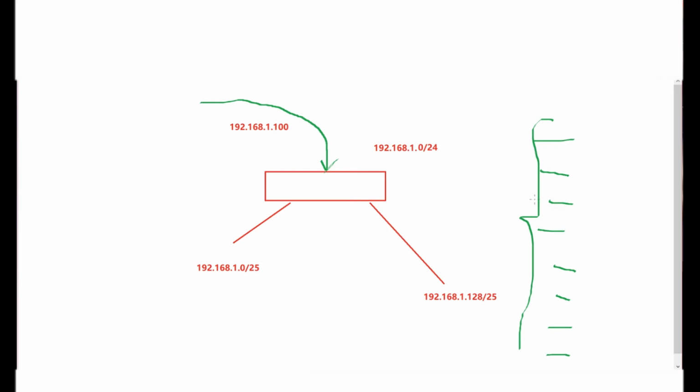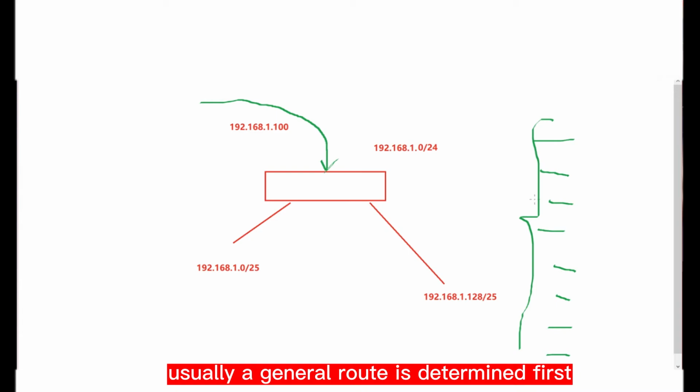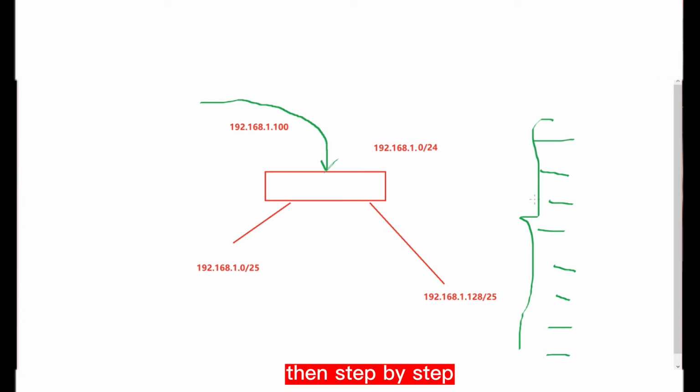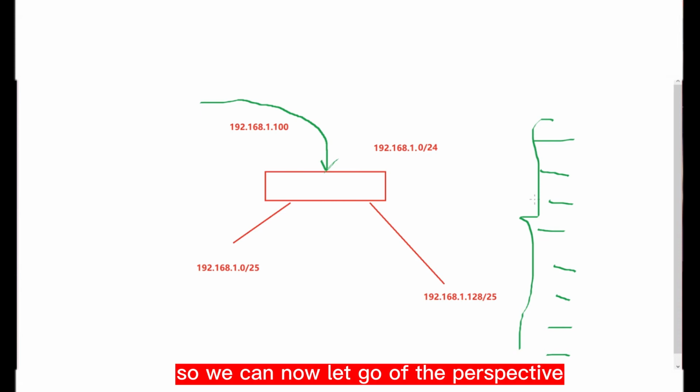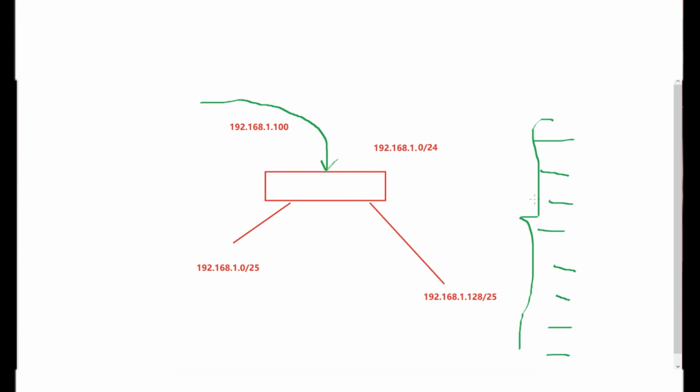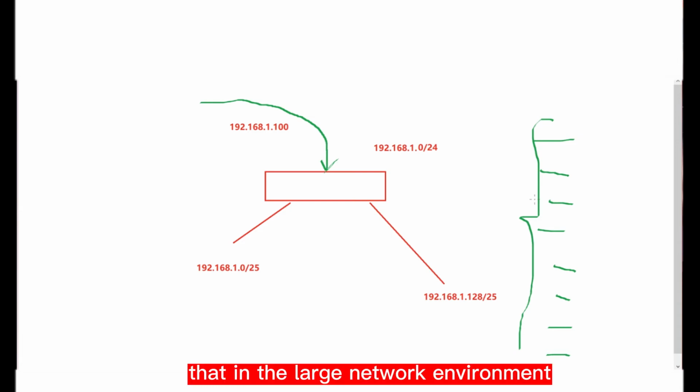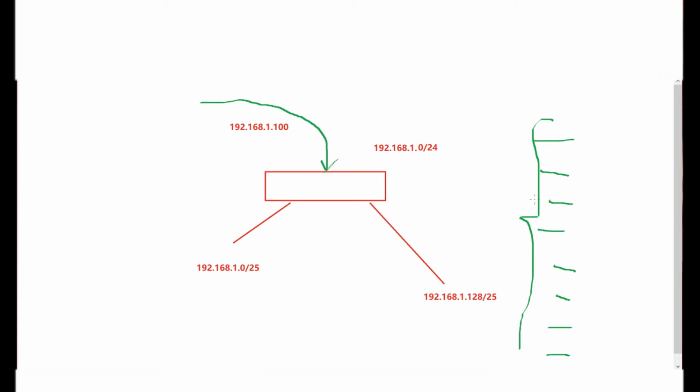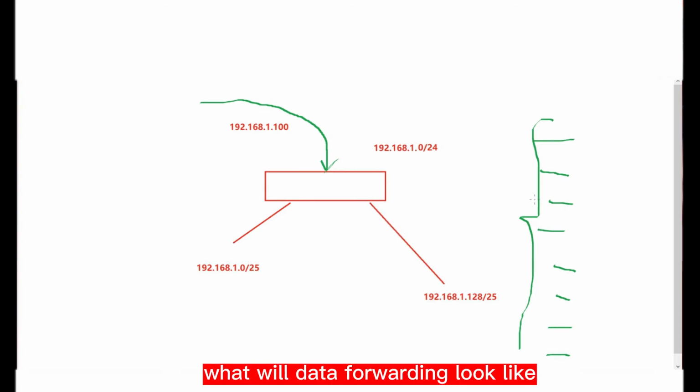It's just like you want to go from area A to area B. Actually, you can fly. You can also take a car. Usually, a general route is determined first, then step by step. In fact, relatively speaking, this will transfer data faster. So we can now broaden the perspective. Don't think of it as a community. You imagine the world, a network of all things. We have now subnetted in that large network environment. Think about the entire network: what will data forwarding look like?